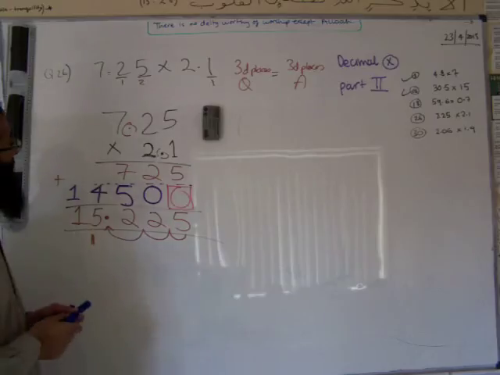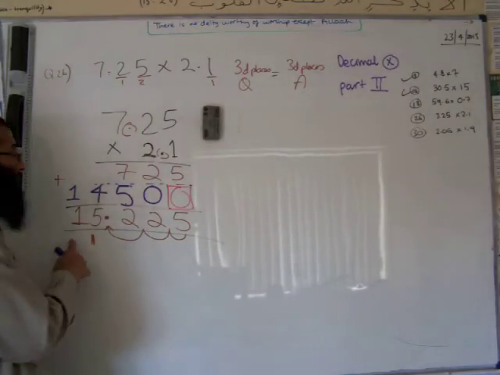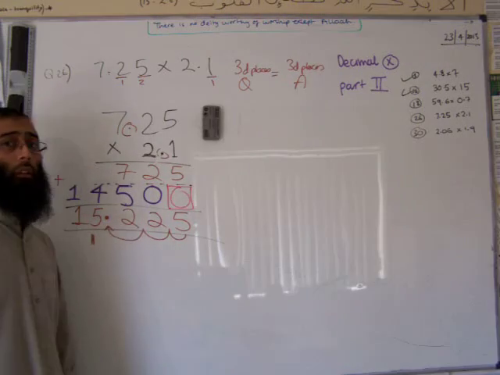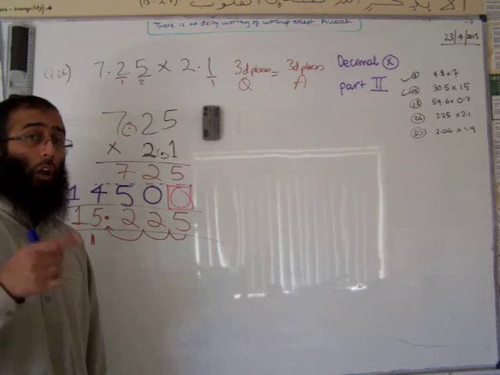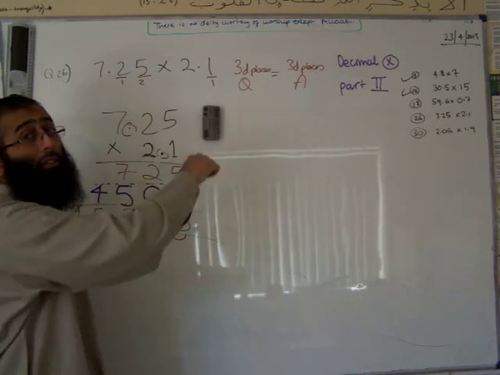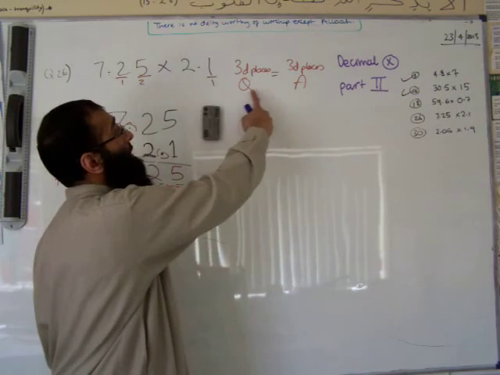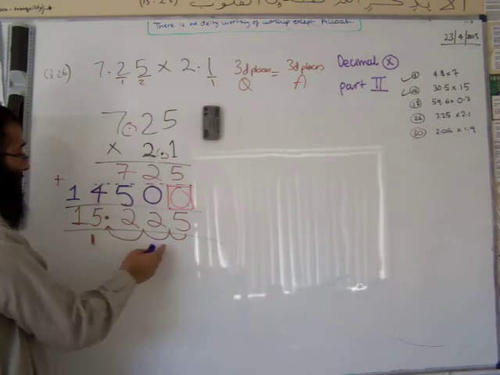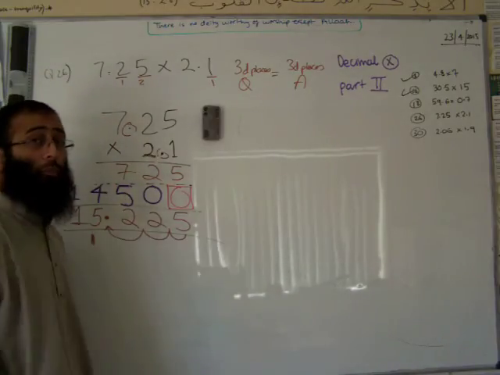Right folks, that's the answer. 7.25 times by 2.1 gives you 15.225. Key parts, count the number of decimal places, not points, because I have 2 points, but I have 3 places. Make a statement, 3 decimal places in the question, 3 in the answer. Set it all out properly, do it like a normal long multiplication question, and you're done.